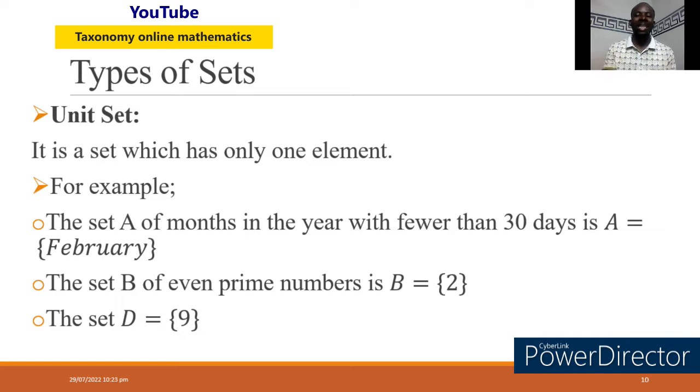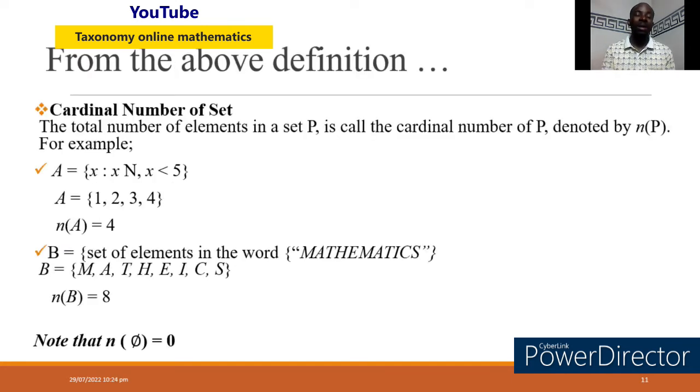Or fewer than 30 days. We know it's only February that has that. So the set B of even prime numbers: 2 is an even number, and 2 is a prime number. So the only even prime number we have is what? 2. So 2 becomes the only element. So that makes it what? A unit set, sorry. Then from the above definition, we are talking about finite sets, knowing that we have exactly 2, 3, 4, 5 elements.